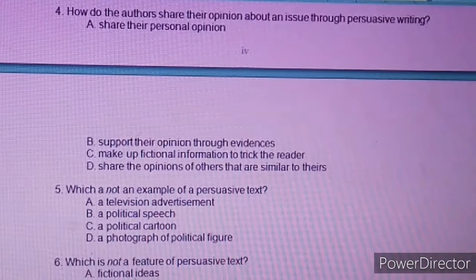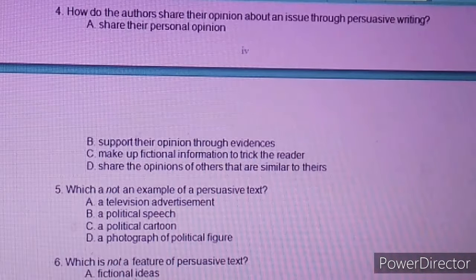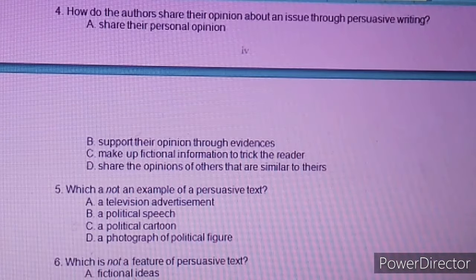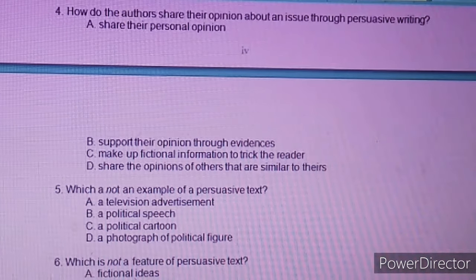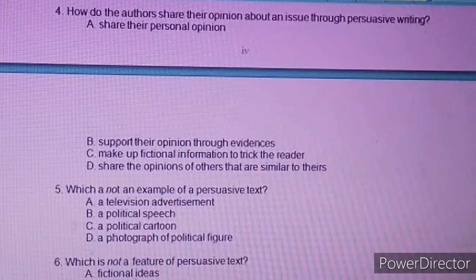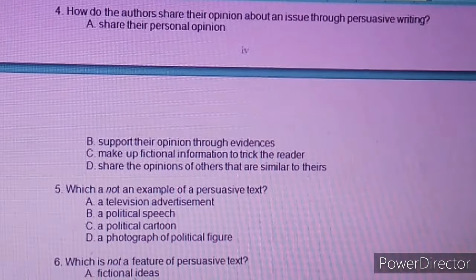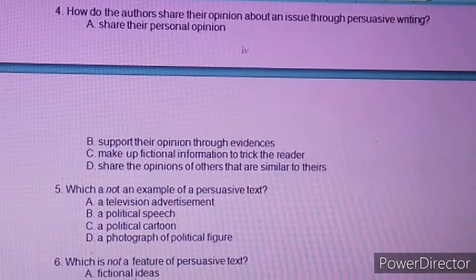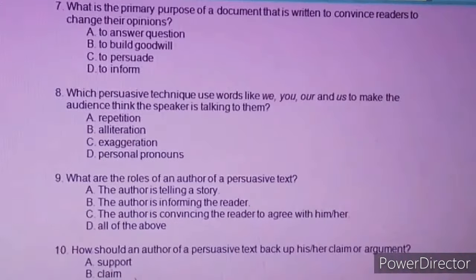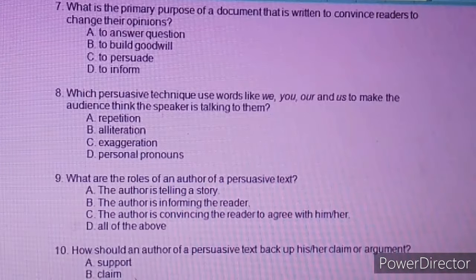Number 6. Which is not a feature of persuasive texts? A. Fictional ideas. B. Supporting ideas and arguments. C. Clear organization or structure. Or D. Thesis statement. The answer for number 6 is letter A. Fictional ideas. Let's move on to number 7.